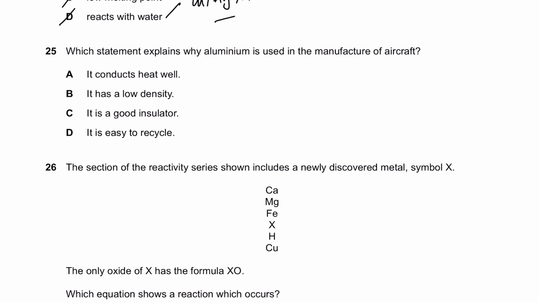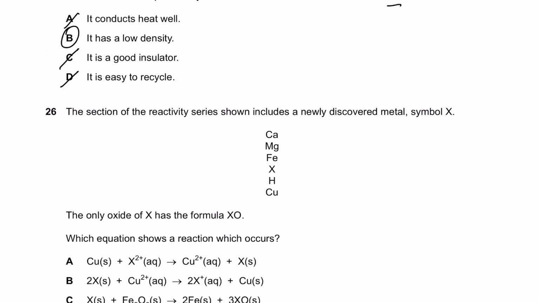Now, which statement explains why aluminum is used for the manufacture of aircraft? First of all, it was used because it had low density. Because it has low density, it helps in aerodynamics, right? So it conducts heat well. Why would it be used in aircraft? It has low density. Yes, that's why. It is a good insulator. No, it's a conductor. It's a metal. It's easy to recycle. Nobody cares. It's because of its density.